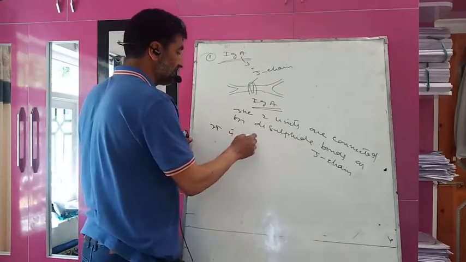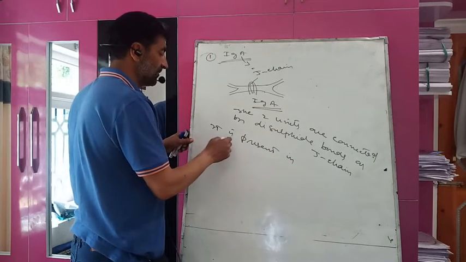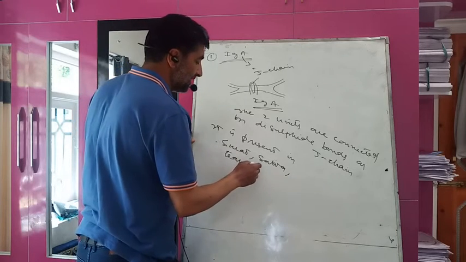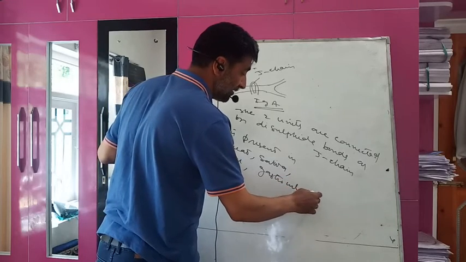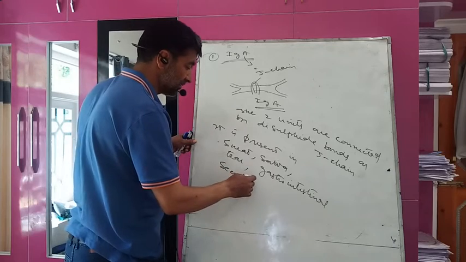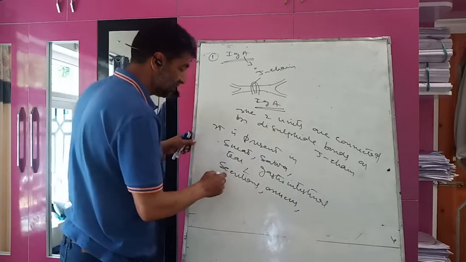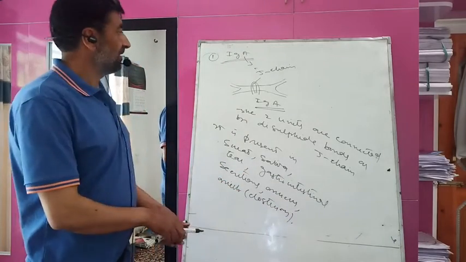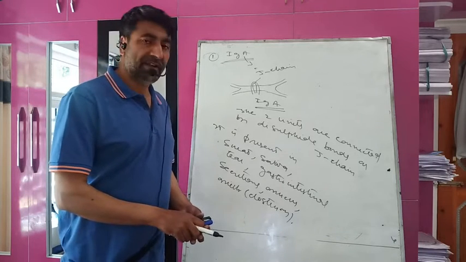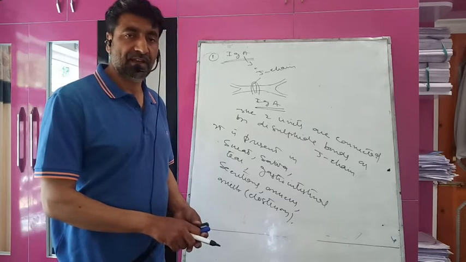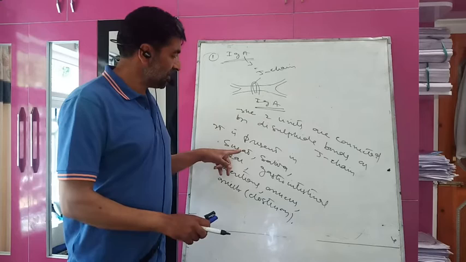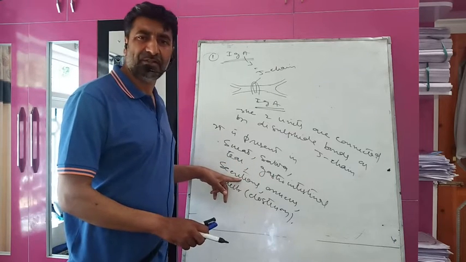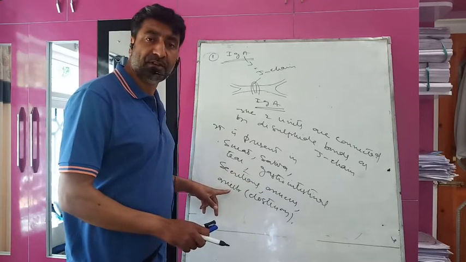IgA is present in sweat, mucus, colostrum, saliva, tears, gastrointestinal secretions and milk. Shall I try to understand? IgA antibody is a dimer, each unit has the light chain and the heavy chain.